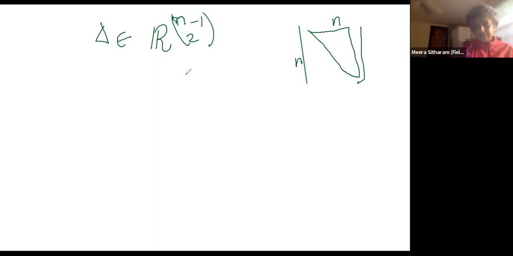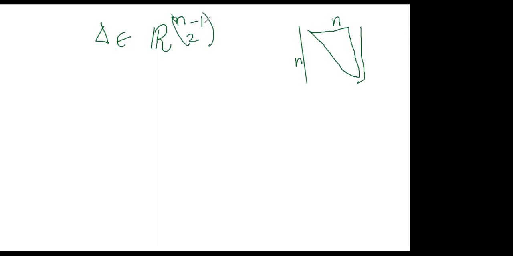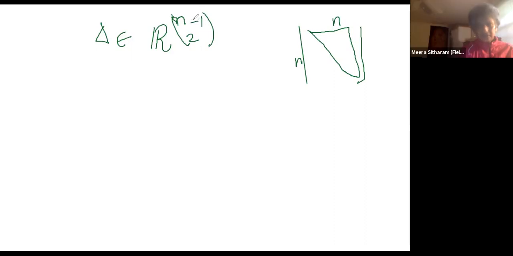So delta is living here. I think it's n choose 2. If it's n by n, you're right, it's just n choose 2, because it's all pairwise distances. Yeah, exactly. So delta is living in R to the n choose 2, and it has all these inequalities. For every pair, it's got all these dij's sitting there. Think of it as just one long vector, and this vector is satisfying these inequalities.